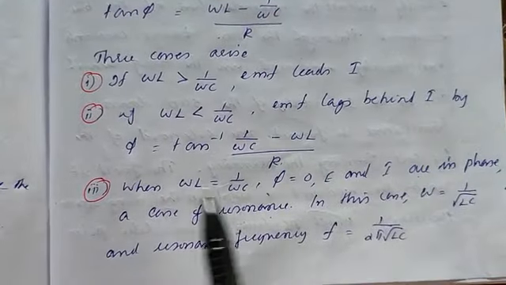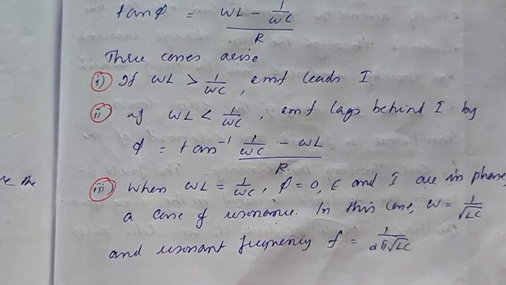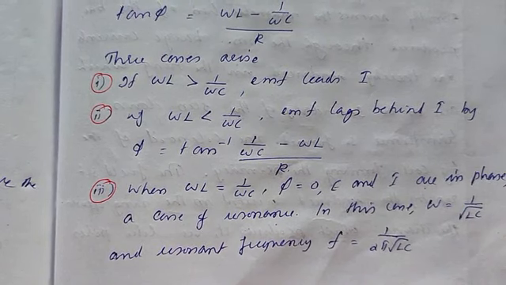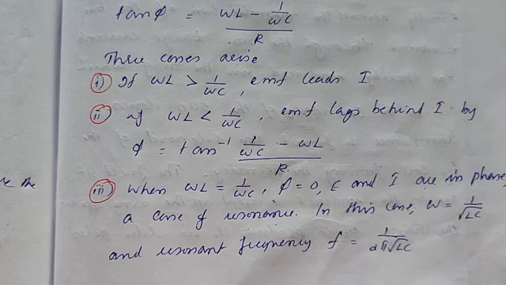So this is how we are applying the operator j to the AC circuits. You are already familiar with the AC circuits, and this is how the operator j is applied to these AC circuits and the representation of the operator j as a vector.